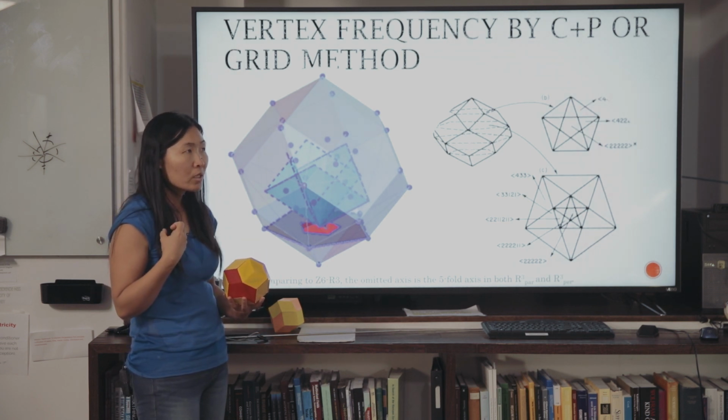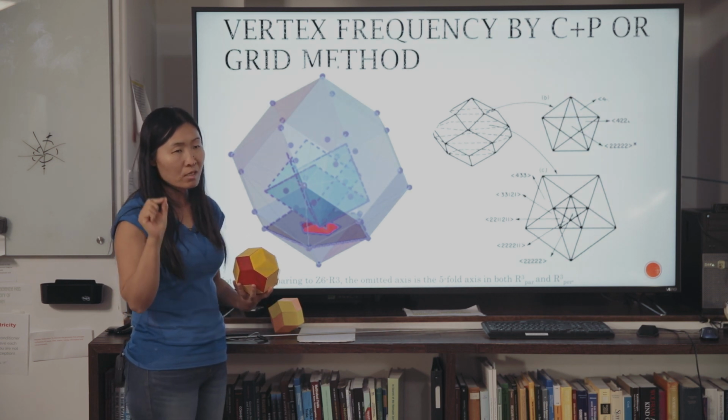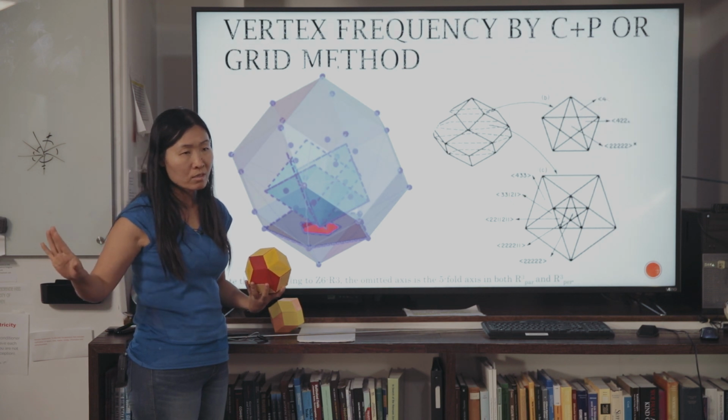So how do we relate this to the Penrose tiling? Imagine the 6 axes in Z6. Imagine you just remove one of the axes.